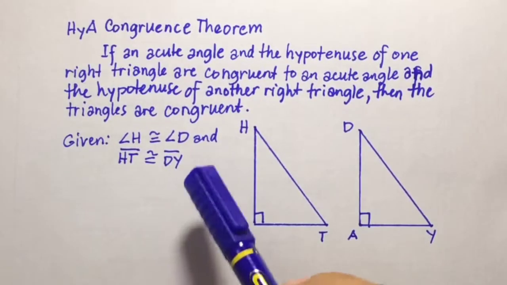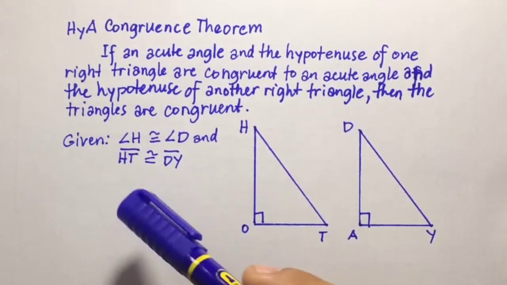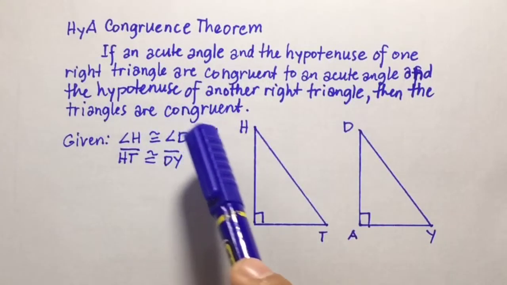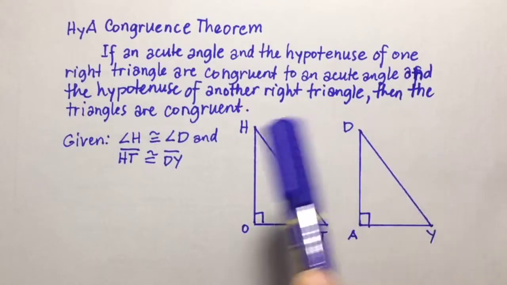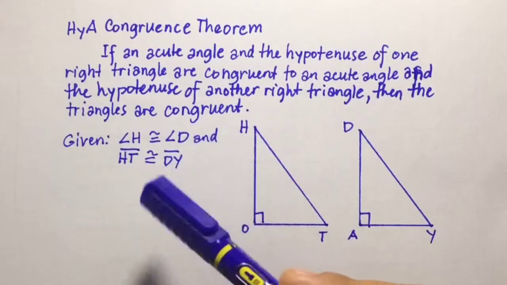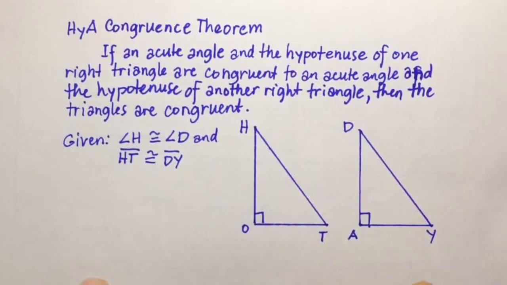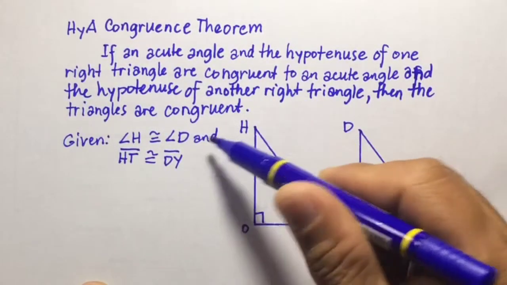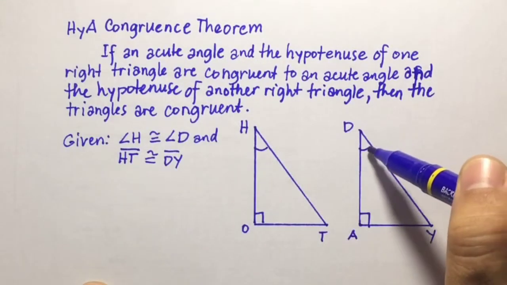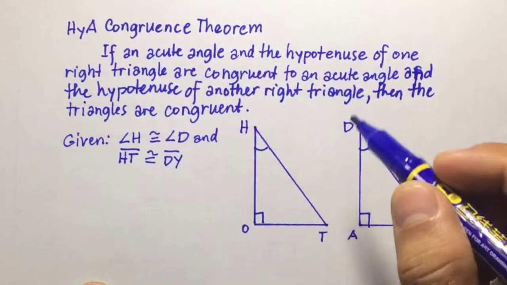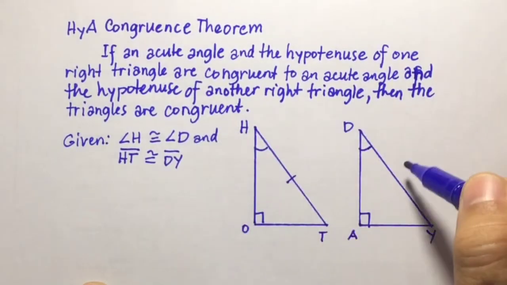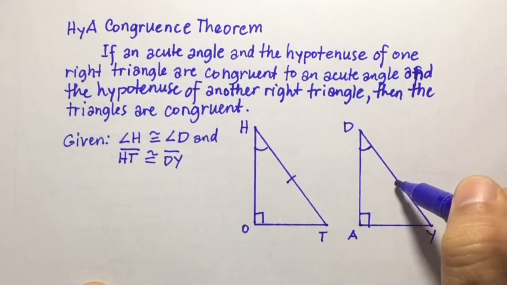Okay, the next one is the HyA Congruence Theorem. If an acute angle and the hypotenuse of one right triangle are congruent to an acute angle and the hypotenuse of another right triangle, then the triangles are congruent. So given here that angle H, this is an acute angle, is congruent to angle D, and line segment HT, the hypotenuse of one right triangle, is congruent to line segment DY.